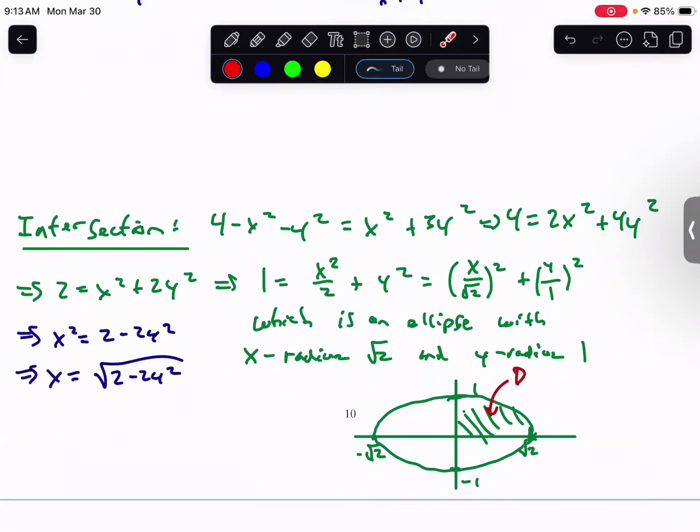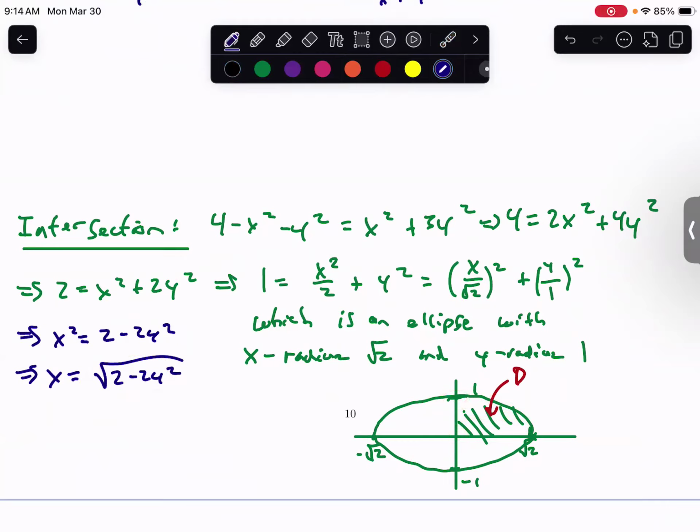And then we also know how to describe x in terms of y from this equation that we had here. And so now we really know how to set things up, right? So with respect to x, we're going from x is equal to 0 to x is equal to the square root of 2 minus 2y squared. That's this curve right here. And then with respect to y, we're just going from 0 to 1, right?